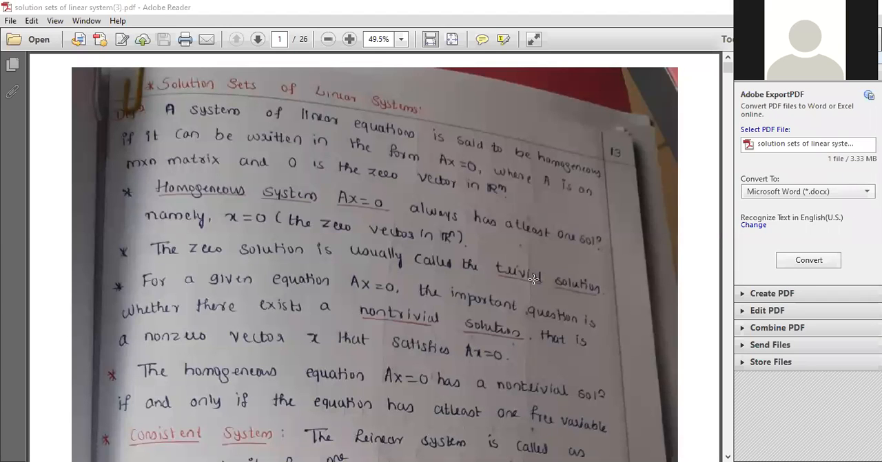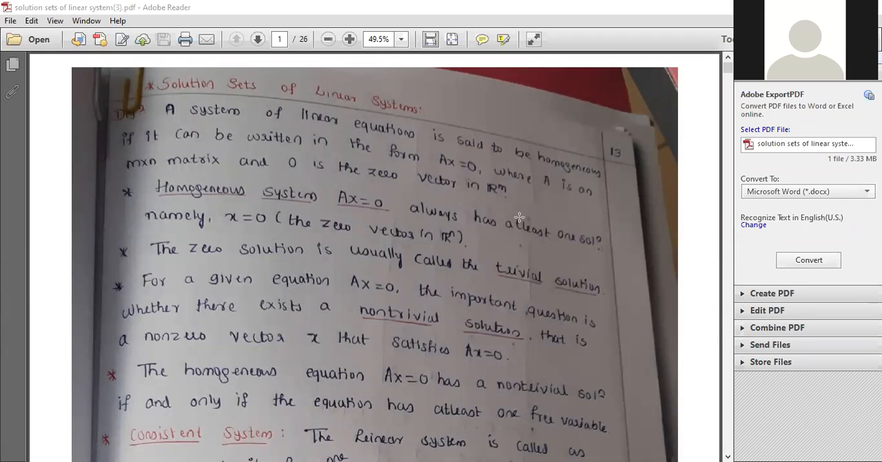As you all know, we have discussed in the last classes the linear system of equations and how it can be reduced to echelon form and row reduced echelon form, and the pivot position and pivot columns. These things we have discussed. And now we are going to discuss the solution sets of the linear equation.